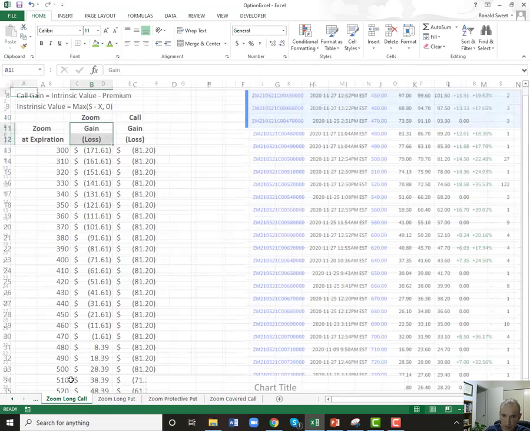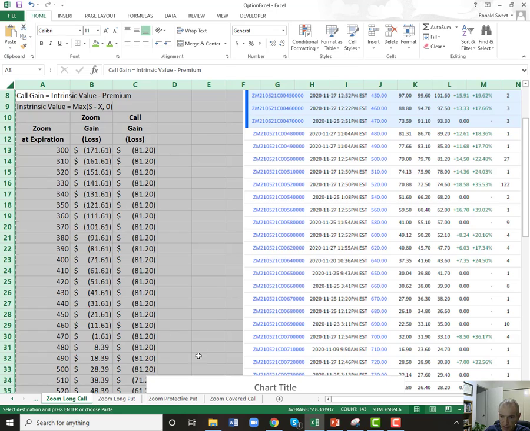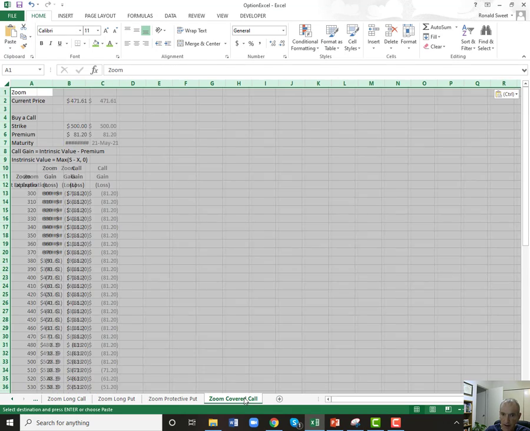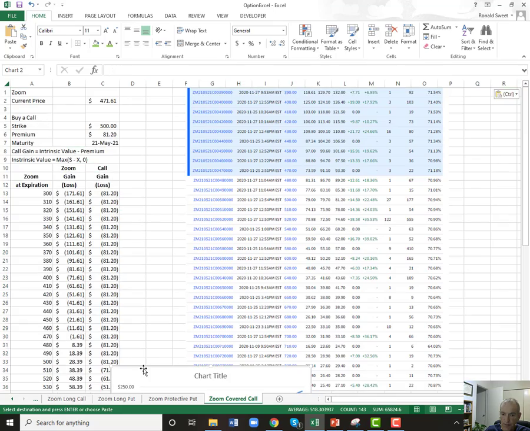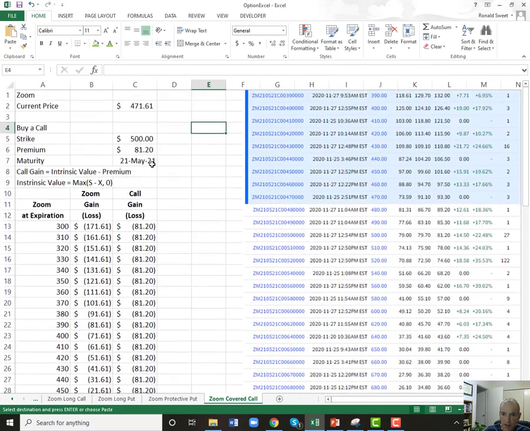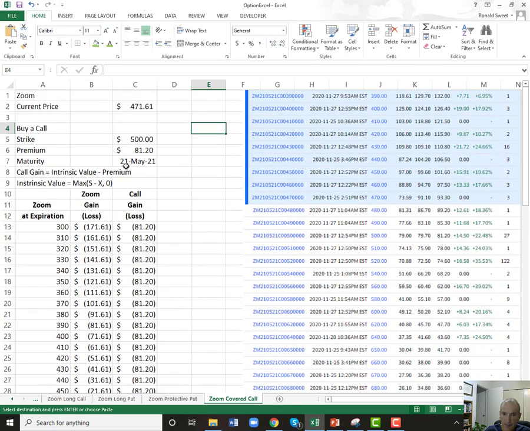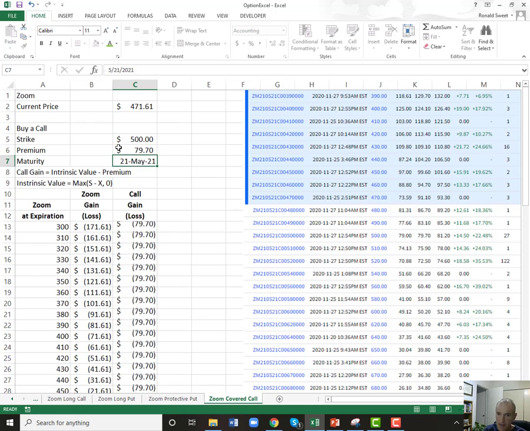So I'm going to take Zoom's long call, copy that over. And so with the covered call, everything looks exactly the same, but here the price is different. So it's not going to be 81.20. Remember, when you do a covered call, you own the stock and you sell the call. So in this case, you've got to use the bid price, not the ask. So the 79.70, that's the only difference.